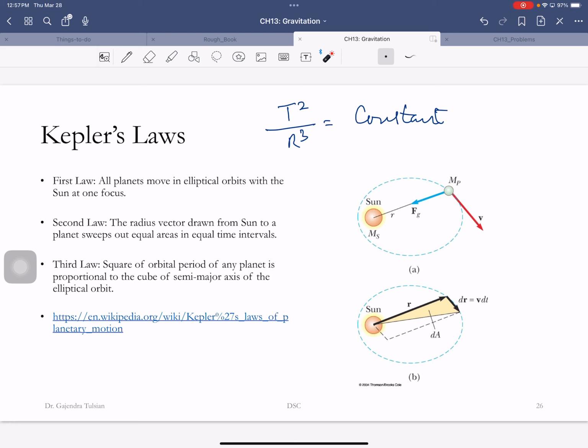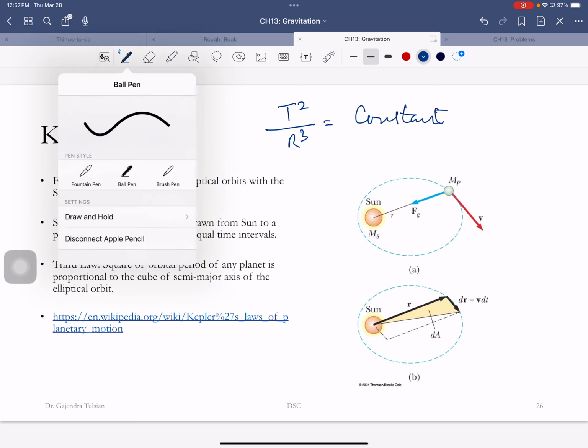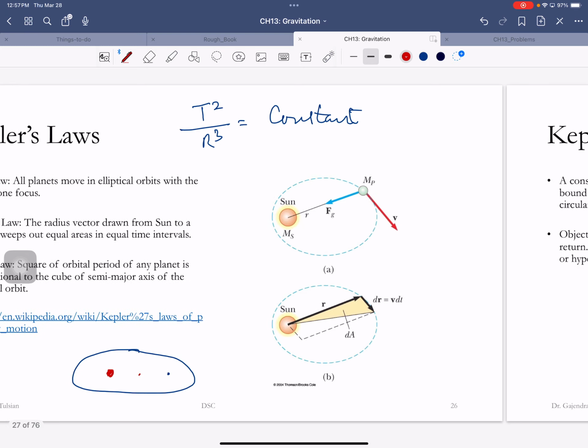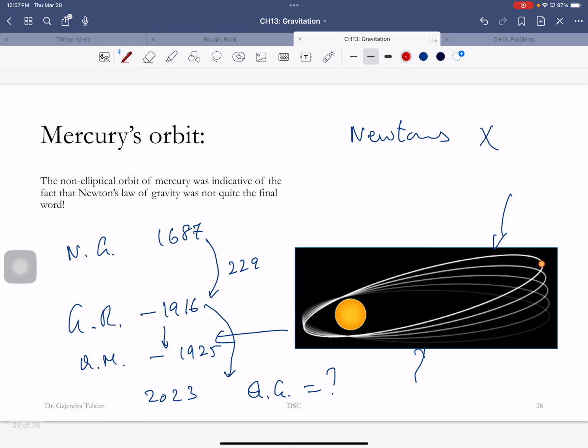Kepler's first law says planets go in elliptical orbit. Ellipses have two foci. There's the center of the ellipse, and the sun is at one of the foci. So you saw all of that. Let's see if you guys remember this. This is Mercury's orbit, and I'm not going to go into the details. Here's Mercury's orbit. The ellipse is precessing. So what does that mean?